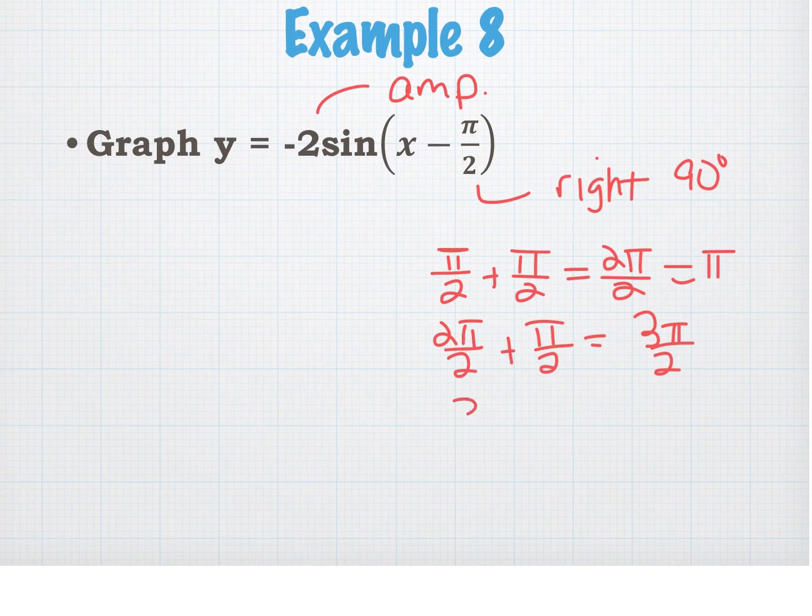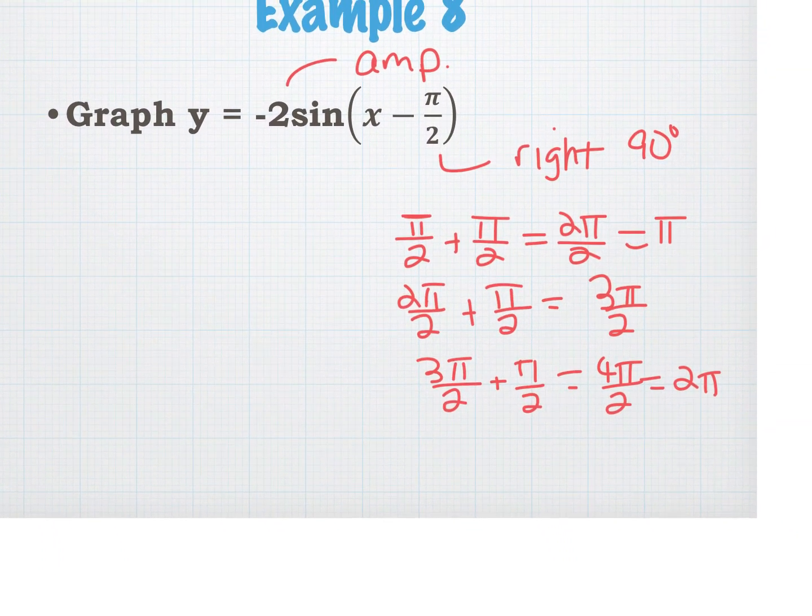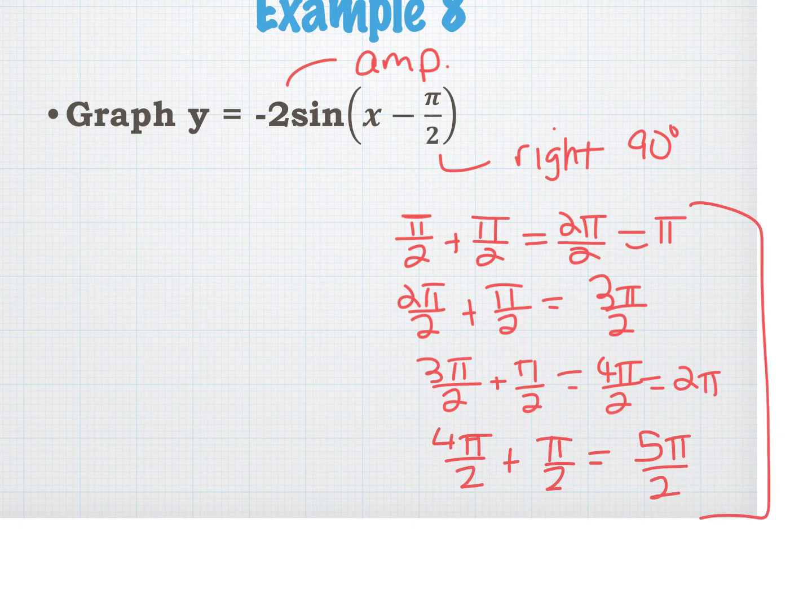And then I'm going to take 3 pi over 2, add pi over 2 again, 4 pi over 2, which is just 2 pi. Need to do it one more time because I need 4 points. Again, take the 4 pi over 2, the unsimplified, because it helps me with the common denominator, and I get 5 pi over 2. These are my 4 points to the right.